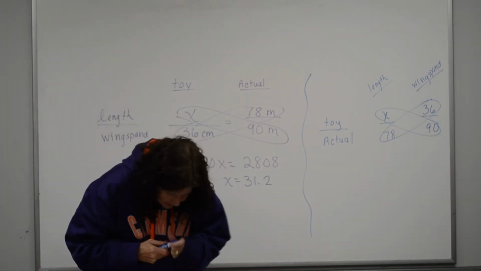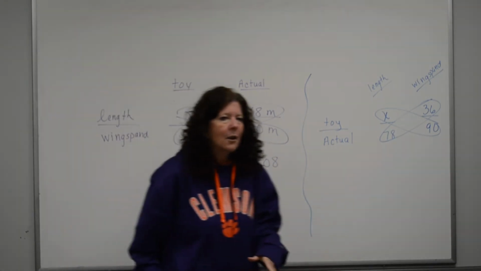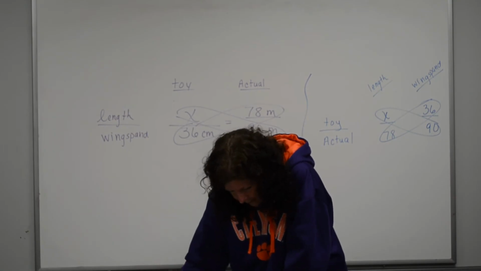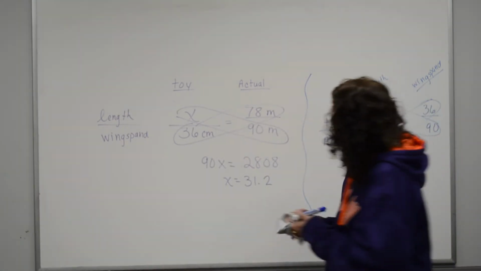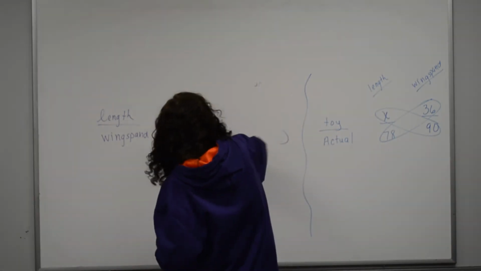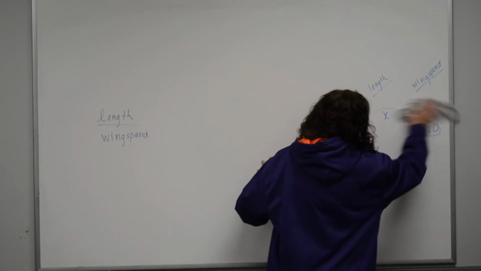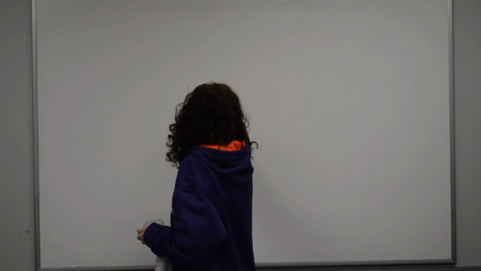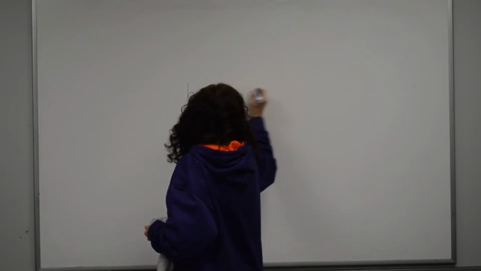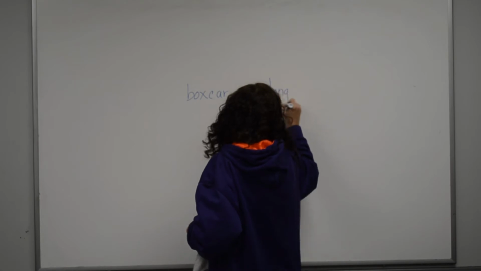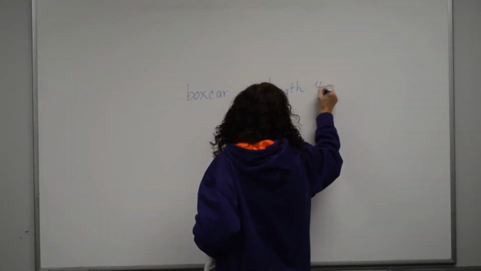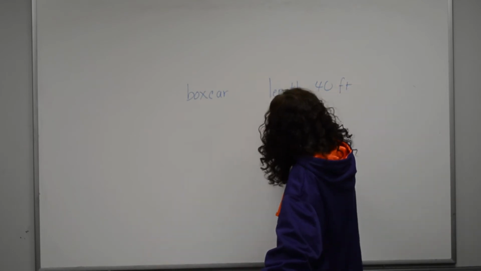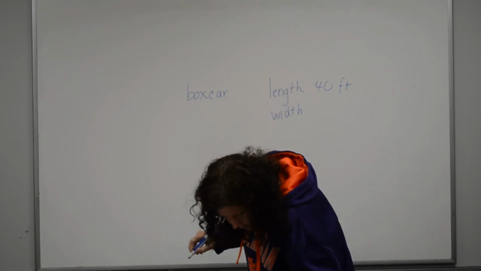All right, here's another one. See what you can do, just on that piece of scrap paper. I'm going to read it. It says a boxcar on a train has a length of 40 feet. Might help if I doodle down some stuff for you since I'm reading them. Boxcar, length 40 feet, width is 9 feet.